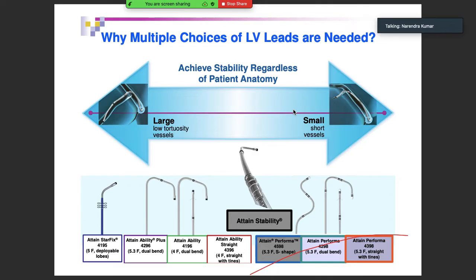Is that okay? So that's why it's very important to understand the indications first, for which kind of patient it should be used, and which patients it is better to avoid. Okay?